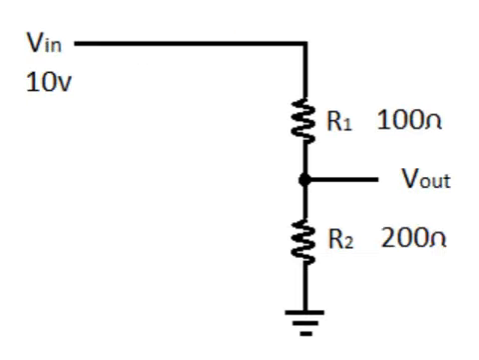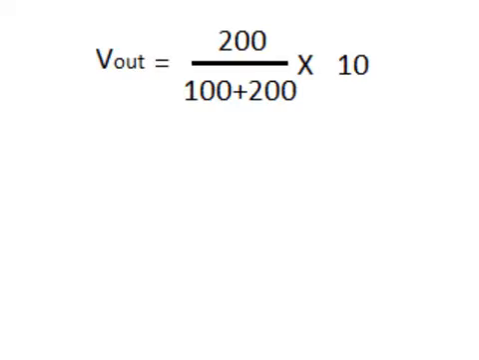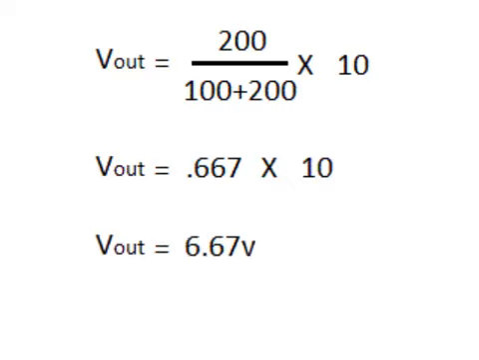As an example, I've put some values into my circuit and we'll calculate the actual output voltage with Vin as 10 volts, first resistor 100 ohms, second resistor 200 ohms. So output voltage equals 200 ohms divided by 100 plus 200, which is 300, times input voltage 10 volts. And 200 over 300 is 0.666, repeating of course, so we'll round that to 0.667 times 10 volts, and the output voltage is 6.67 volts.